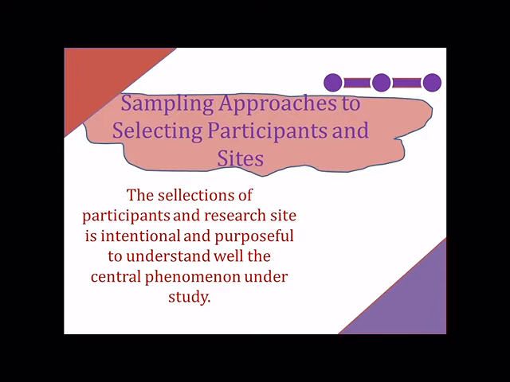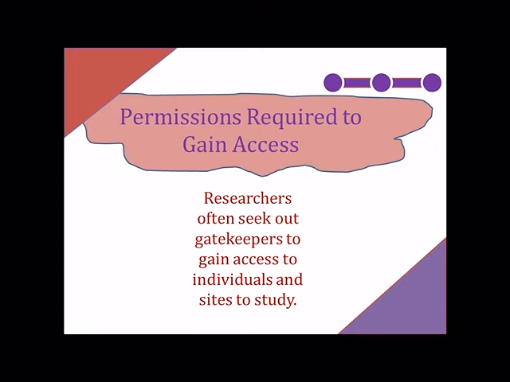Permissions required to gain access. Researchers often seek out gatekeepers to gain access to individuals and sites to study. In gaining permissions, qualitative researchers are sensitive to the potentially intrusive nature of their research and are mindful of respecting individuals and sites, potential power imbalances, and giving back or reciprocating.